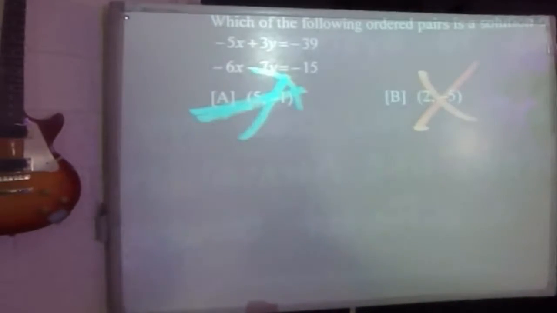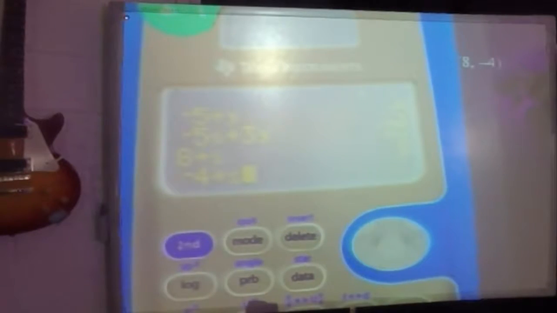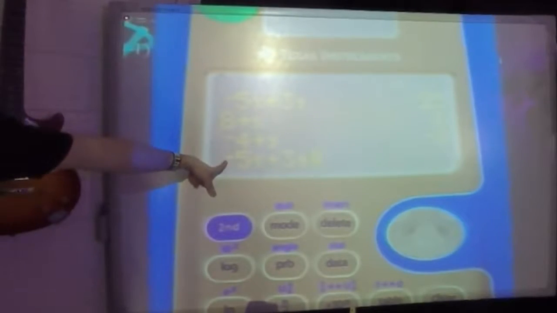Now remember, if the first one works, you must test the second one. 8 and 4. 8 stored as x. Negative 4 stored as y. I've already typed this business. I'm looking for the one of these that comes out to be 39. I want this to be 39. No. So now again, you already know the answer is D.